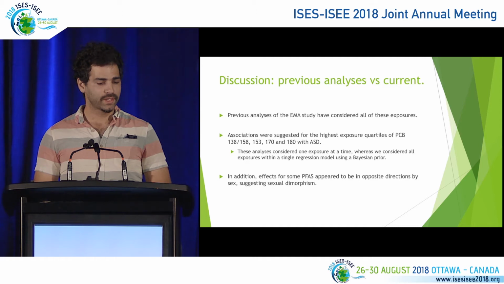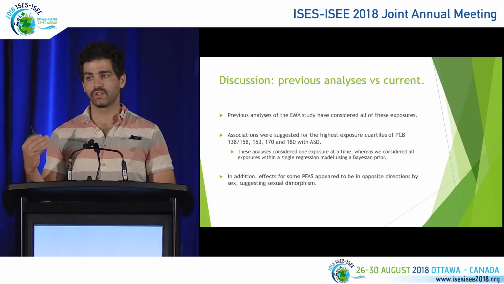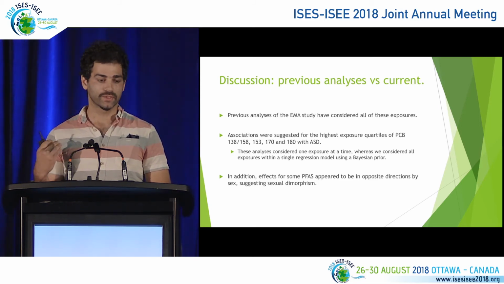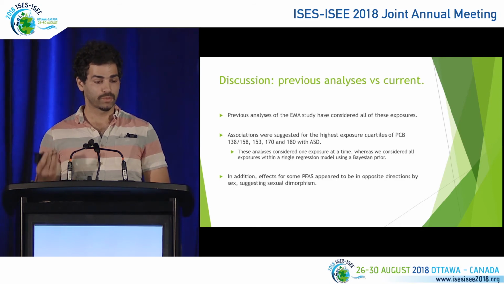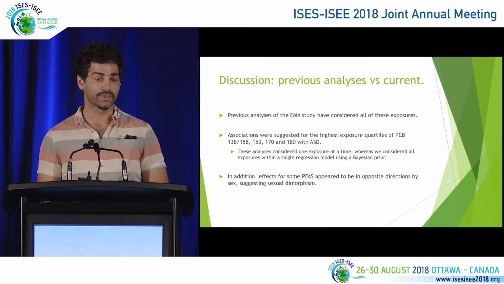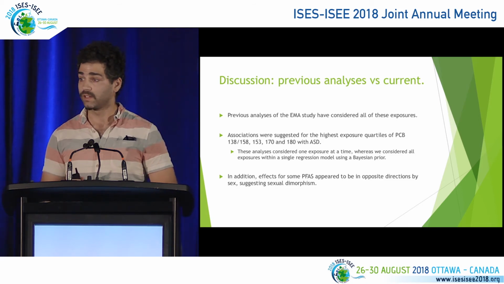So there were previous analyses of these data as well that considered all of these exposures. However, these analyses considered the exposures within single regression models. So each exposure was modeled independently of the others. And this is where that multiple comparisons issue may arise. Associations were suggested for some PCBs in those previous analyses, and opposite effects were suggested for some PFAS based on sex, which may suggest sexual dimorphism, but for our analysis, we didn't really find any of that.